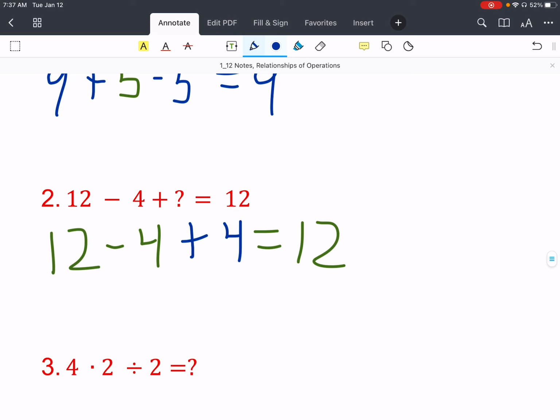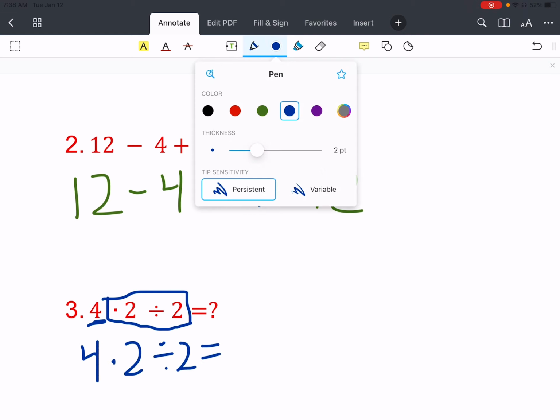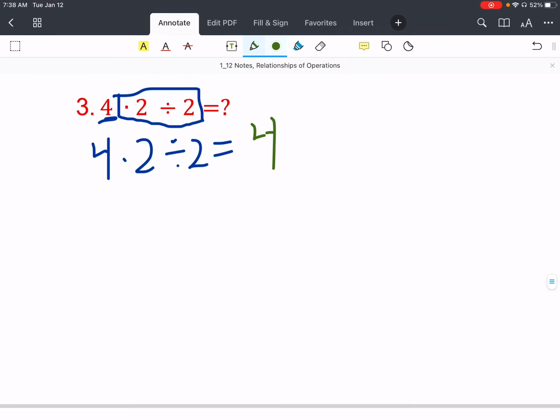All right. Number 3, 4 times 2 divided by 2 equals blank. We can see that these two operations are exact opposites because we're multiplying and then dividing by the same number. So that means we're going to end up with our original number. So I can write 4 times 2 divided by 2 equals 4. And I know that's true because 4 times 2 is 8, divided by 2 is 4.